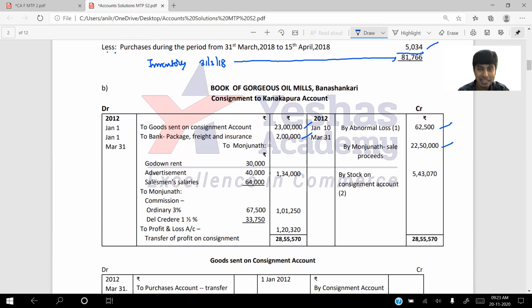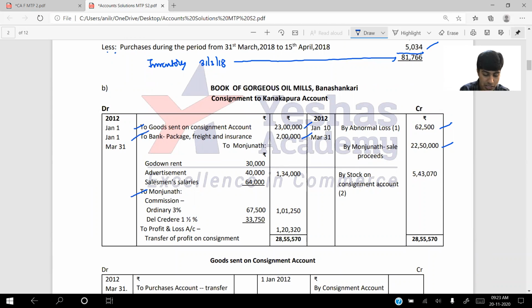Now, as the Del Credere commission is paid, if there are any bad debts, will the consignor record it in his books? No, he will not record. Who will record? The consignee has to bear it, and the entry will be made in the consignee's books. The consignee is responsible to pay the entire money, that entire sale of 22 lakh 50, whether the customer pays or the customer denies. Got it?